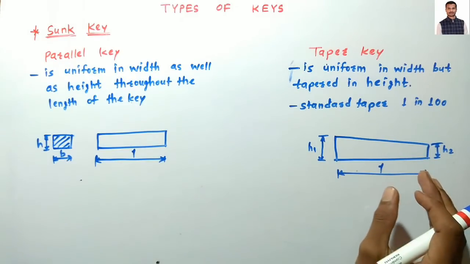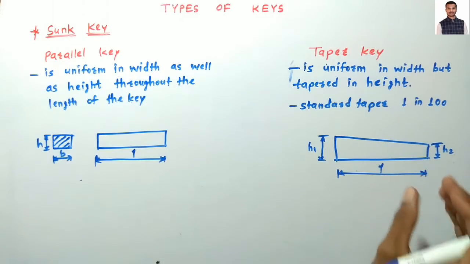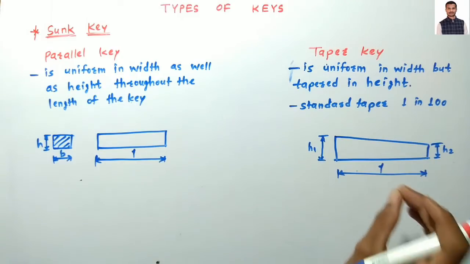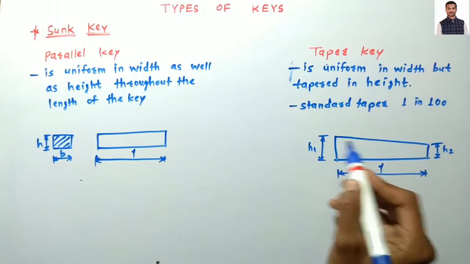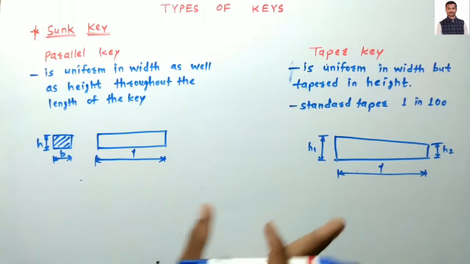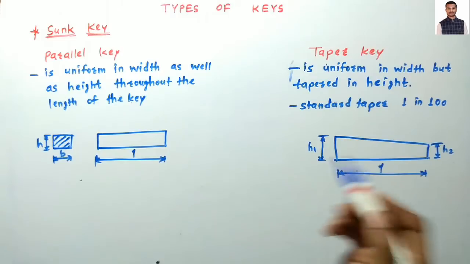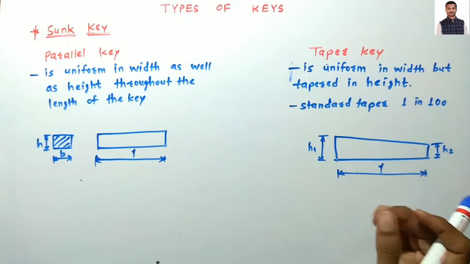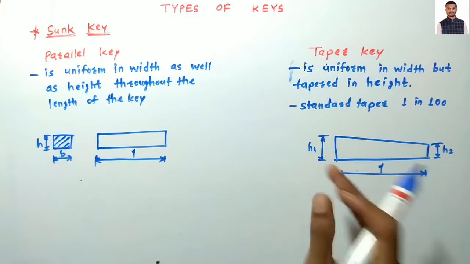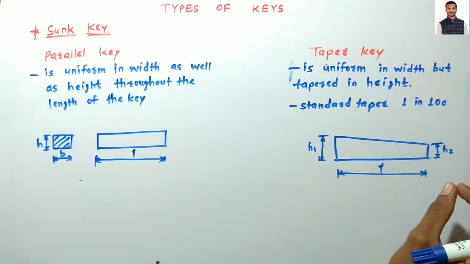Now why is this taper provided? To ensure the tightness of joint. By wedge action, this key fits inside the keyway. And due to taper, it is easy to dismantle the joint. So for that this taper is provided on the key.